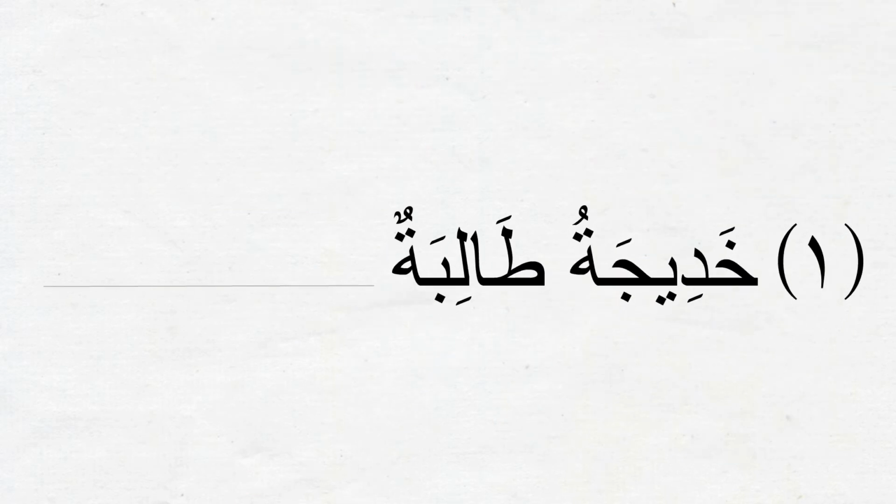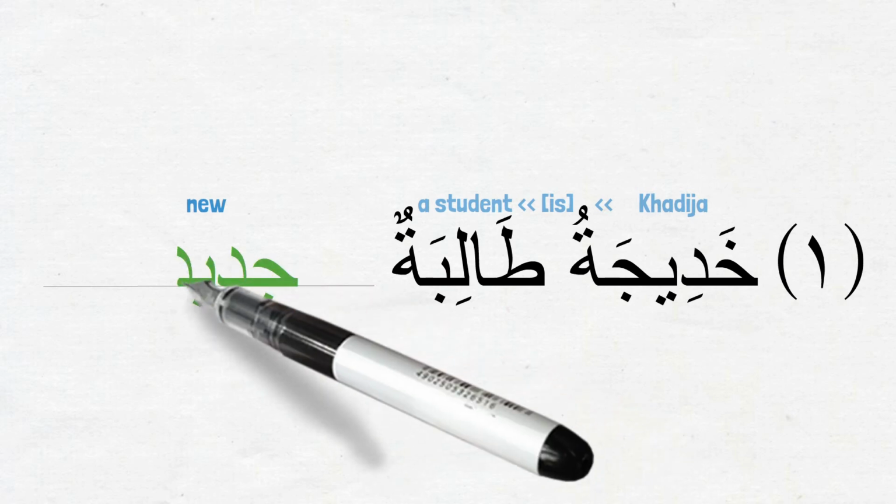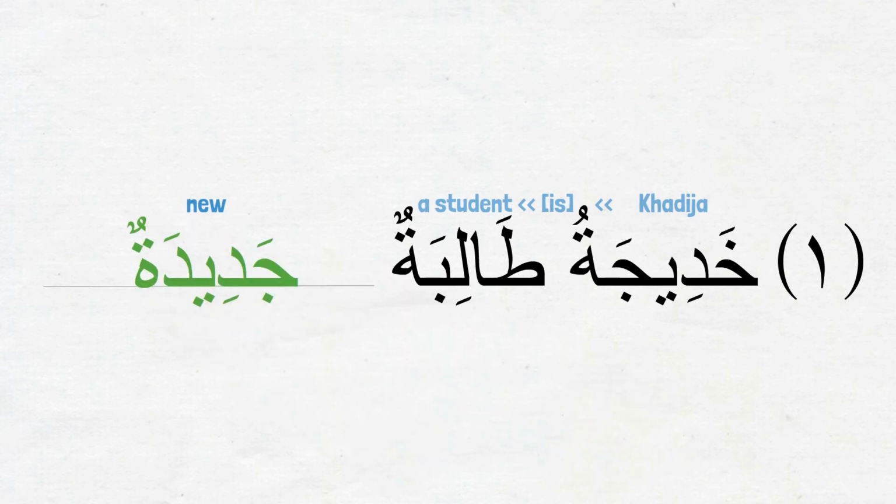Let's start with the first sentence. Khadijatu talibatun. What do we want to use as a na'at for talibatun? Let's say she's a new student. New in Arabic is jadidun, but we want to use the mu'annath form of jadidun, which is jadidatun. So together, the sentence is Khadijatu talibatun jadidatun. Khadija is a new student.